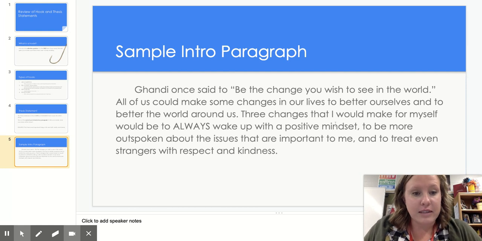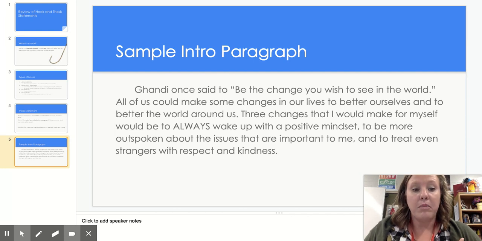All right. The very last sentence is this. Three changes that I would make for myself would be to always wake up with a positive mindset, to be more outspoken about the issues that are important to me, and to treat even strangers with respect and kindness. Okay. So that last sentence is my thesis statement. And I can look at that and know what my body paragraphs are going to be.